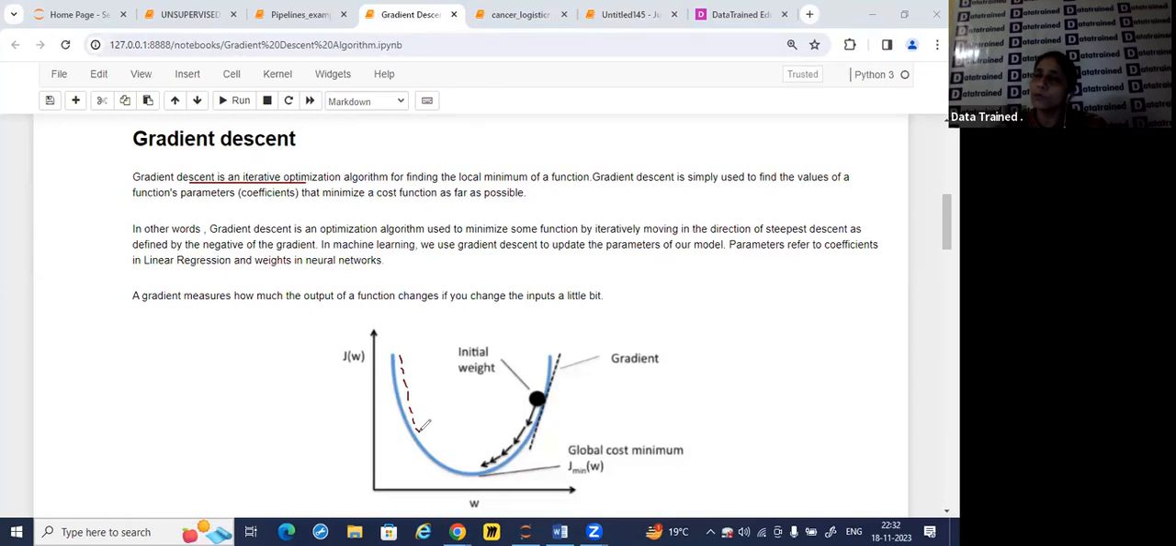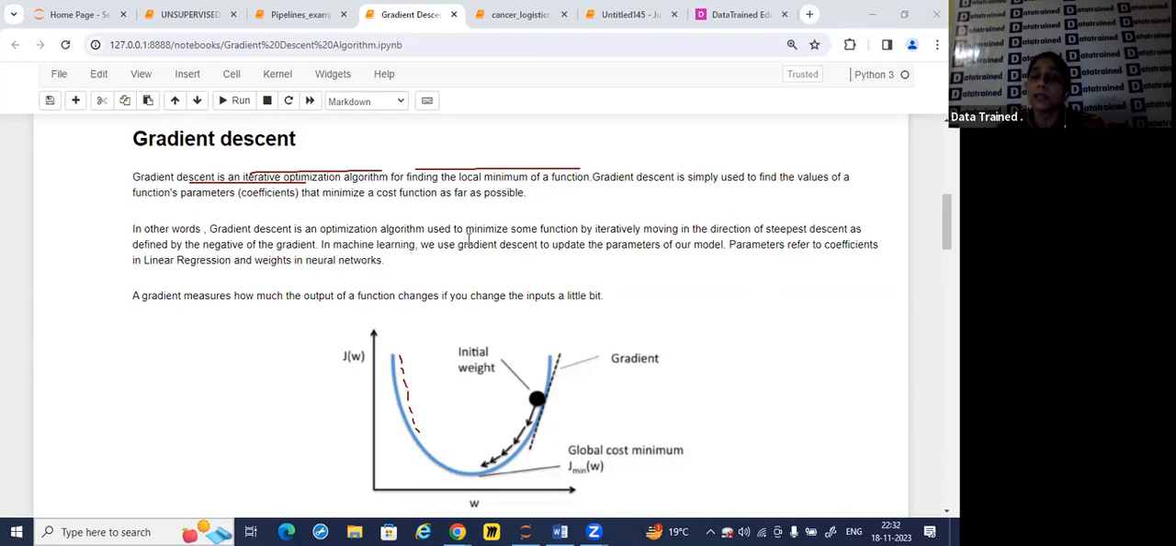It goes on moving this way so that the errors could be down. So gradient descent is an iterative optimization algorithm for finding the local minimum of a function. There is mathematics working behind it. Gradient descent is simply used to find the values of a function's parameters, or coefficients, that minimize the cost function as far as possible. Cost function means the error should be reduced at any cost here.